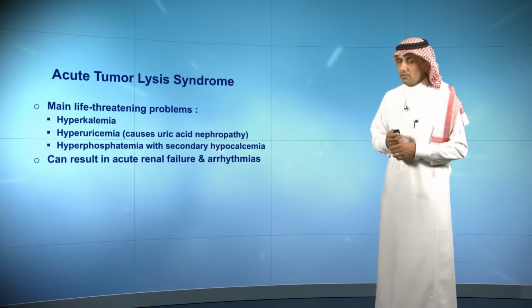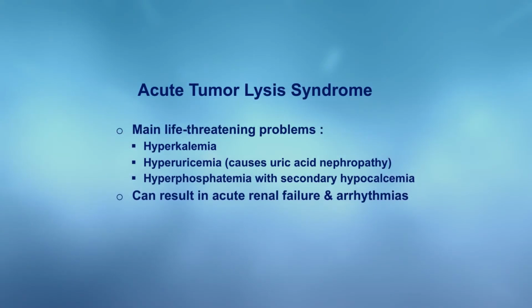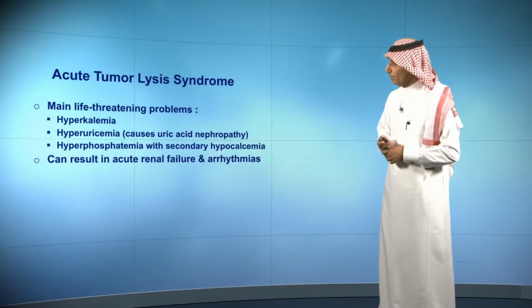The main life-threatening problems, as we know, of acute tumor lysis syndrome are secondary to hyperkalemia, hyperuricemia, hyperphosphatemia, and hypocalcemia. It could result in acute renal failure and arrhythmias.